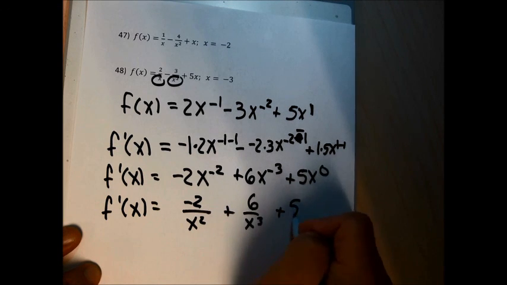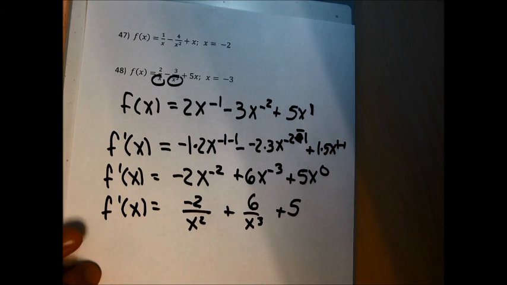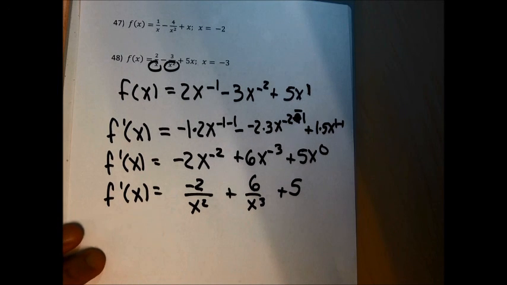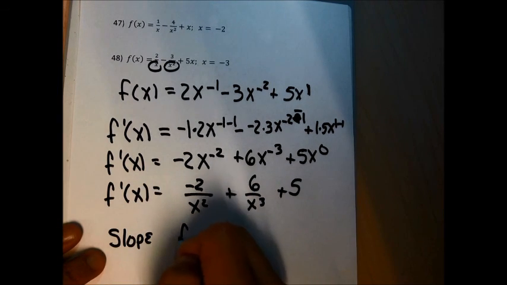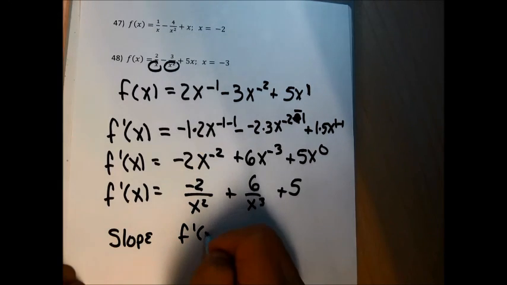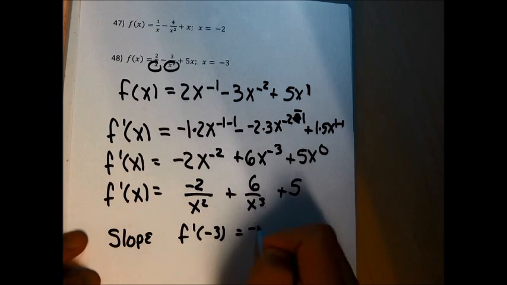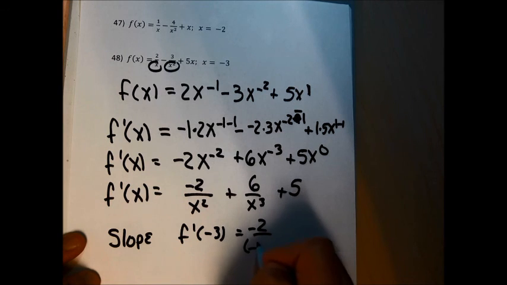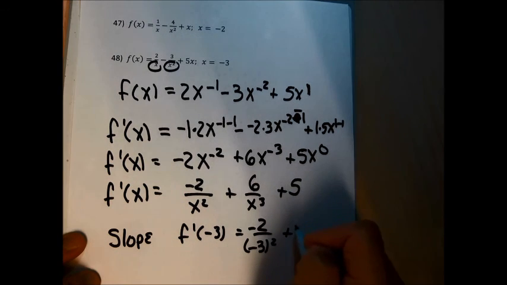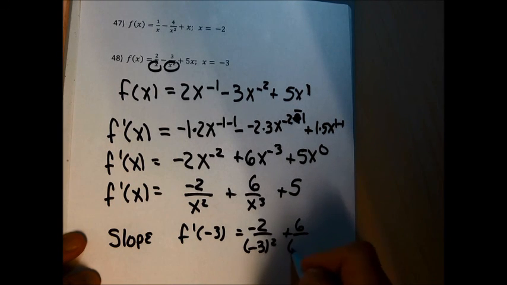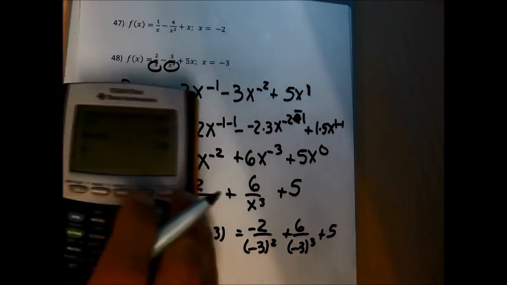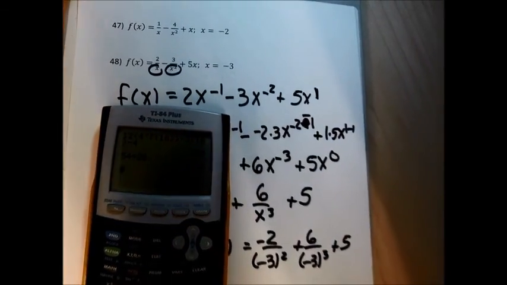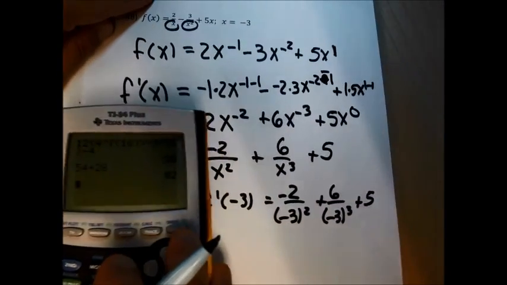cubed plus 5. Now I can do part A, and I'm going to use my calculator because I'm feeling lazy. So the slope of my tangent line is going to be f prime evaluated at negative 3. It's going to be negative 2 over negative 3 squared plus 6 over negative 3 cubed plus 5. All that's going to be done on calculator. I don't care if you use your calculator to do basic arithmetic.